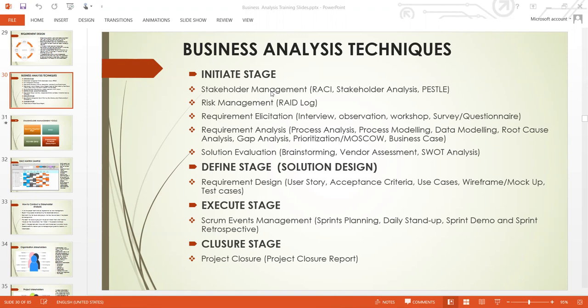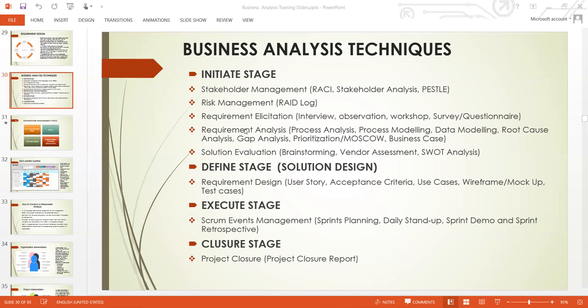Starting from managing the projects, looking at the stakeholders, the project team, requirement elicitation, requirement analysis, gap analysis, requirement evaluation, requirement design, scrum event management to project closure. So these are the ones we are going to treat. This is not the only techniques we have in business, there are so many of them. But I handpicked the most relevant ones in the market that will help us kickstart our career in business analysis.